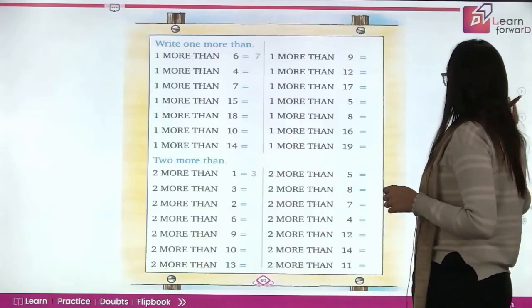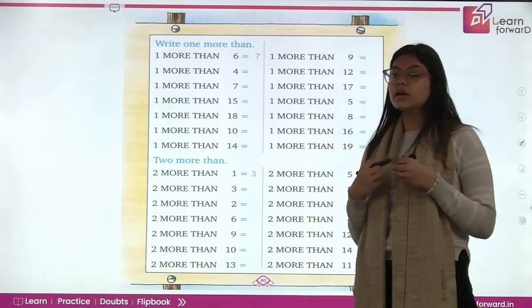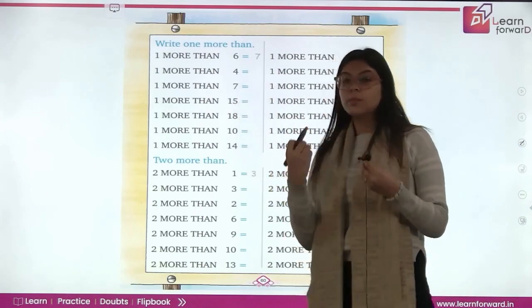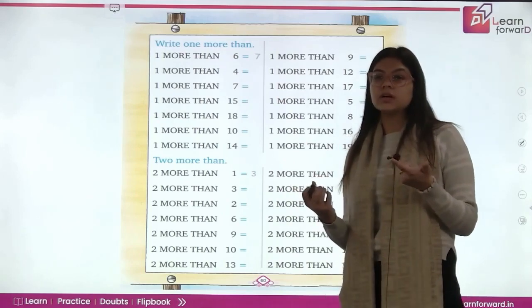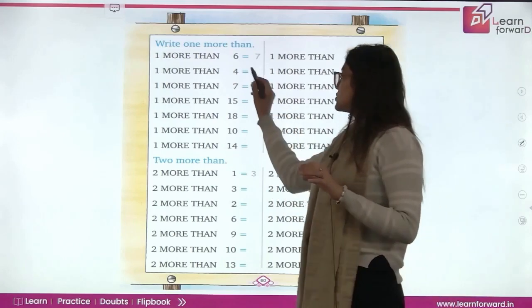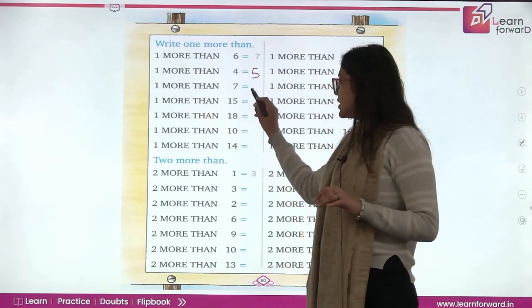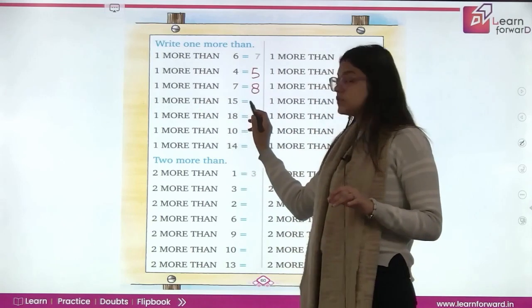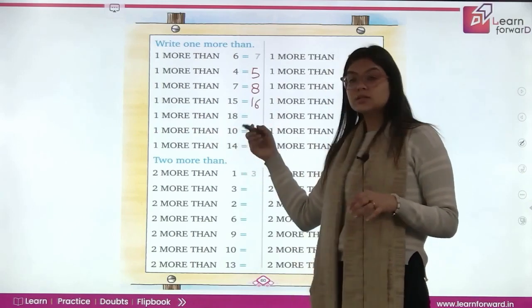Now next page. Write one more than. अब इसमें हमें क्या करना है कि इससे एक नंबर प्लस करके लिखना है. 1 more than 4. अब 4 के बाद कौन सा नंबर आता है? If we add 1 to the 4, it becomes 5, right? So 1 more than 4 is 5. 1 more than 7 is 8. 1 more than 15 is 16. 1 more than 18 is 19.